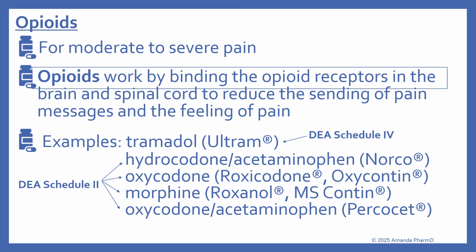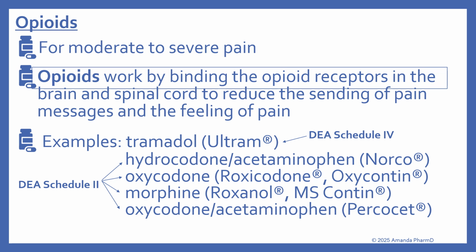Next are the opioids. These are for moderate to severe pain. Opioids work by binding the opioid receptors in the brain and spinal cord to reduce the sending of pain messages and the feeling of pain. And some examples include tramadol, brand name is Ultram; hydrocodone with acetaminophen, the brand name is Norco; oxycodone, brand name is Roxicodone or OxyContin; morphine, brand name is Roxanol or MS Contin; oxycodone with acetaminophen, brand name is Percocet.